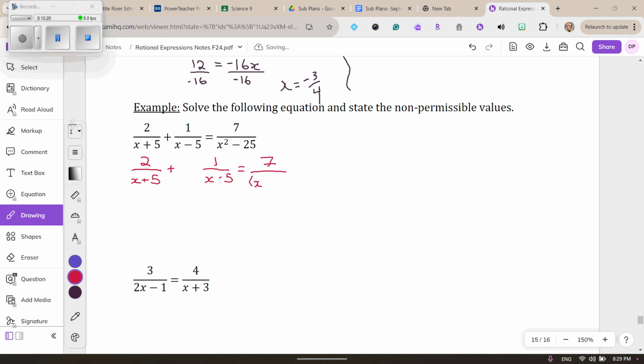Remember that you need to work on showing your work. Try to show all of your steps so that it's easy to follow. So x squared minus 25, that's a difference of squares. So I know my common denominator is going to be x plus 5 times x minus 5. My non-permissible values for this question are x cannot equal plus or minus 5.